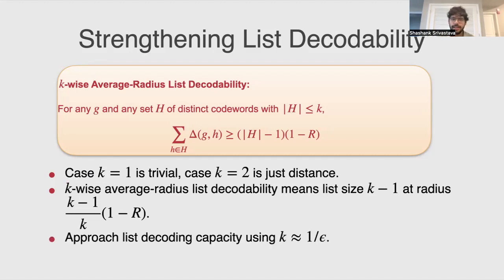And finally, by taking k to be roughly 1 over epsilon, we can approach the list decoding capacity, because then this factor of (k-1)/k essentially becomes 1 minus epsilon. So this entire threshold of (k-1)/k times (1 minus r) becomes much closer to 1 minus r minus epsilon if k is large enough.